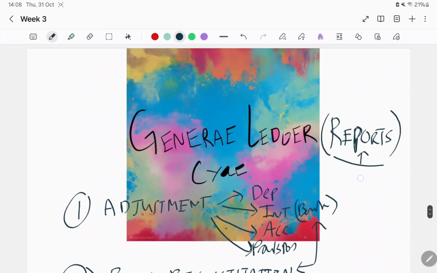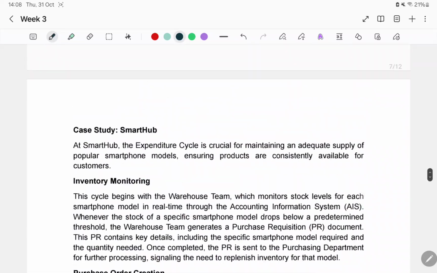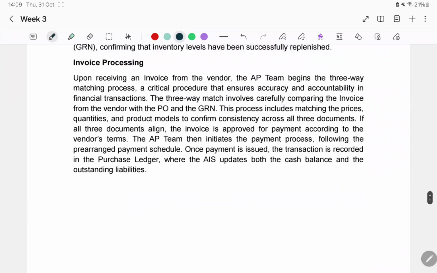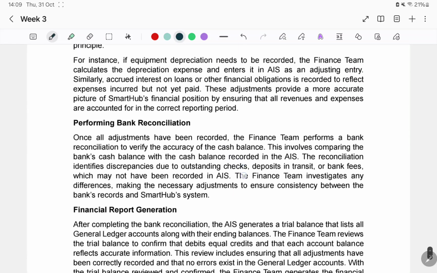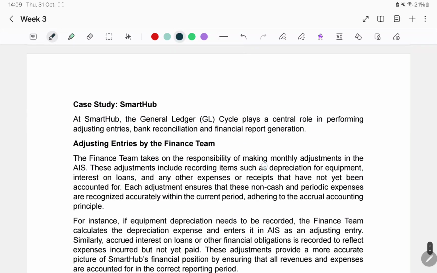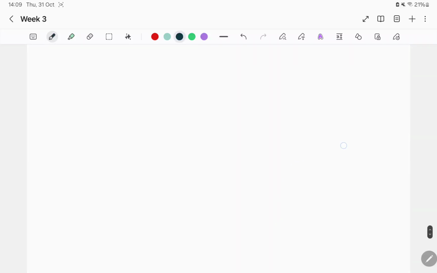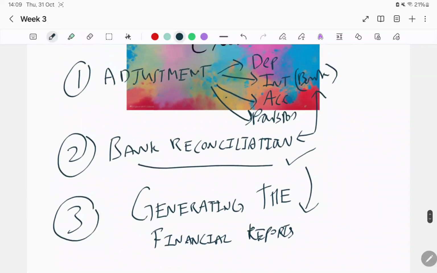Tune in for the next video where I will discuss the case for this expenditure, the data flow diagram, and also this one. What's this? The data flow diagram for this. Okay.